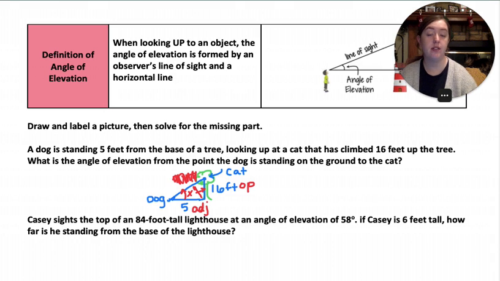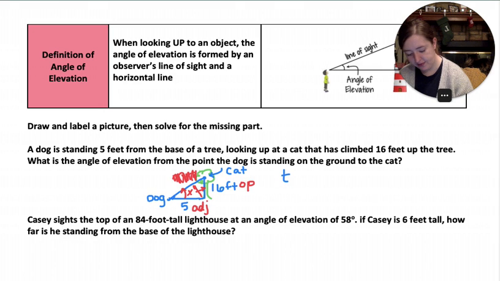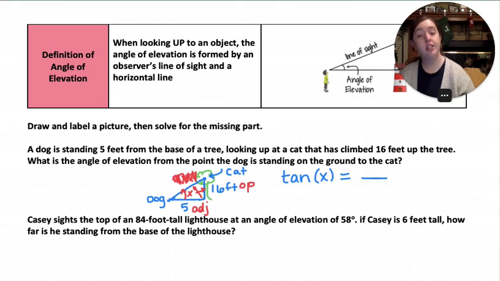Which trig uses opposite and adjacent? Yeah, tangent. So we've got tangent of our angle. We don't know what it is, so we're going to put an x equals. Tangent is opposite over adjacent, so 16 over 5.